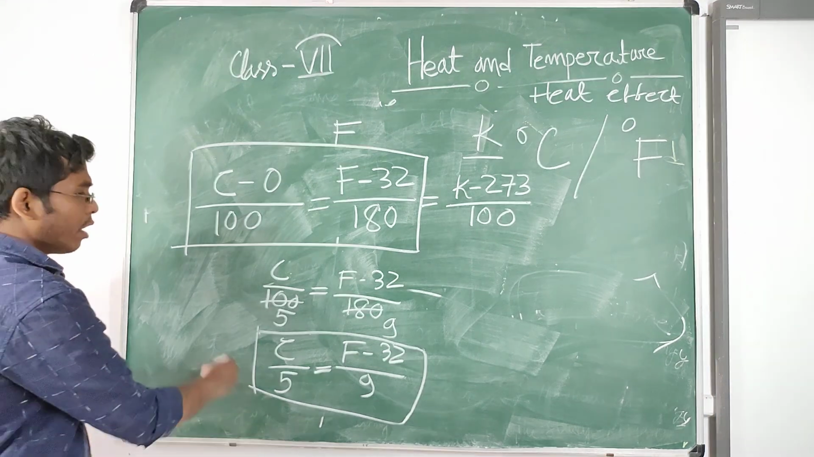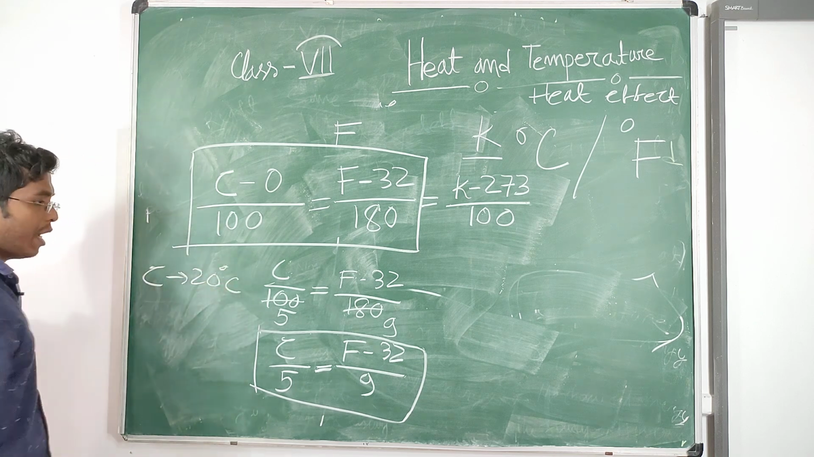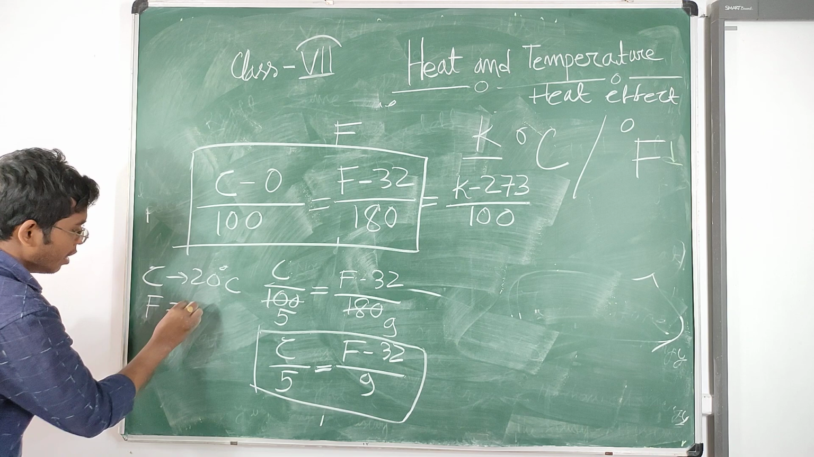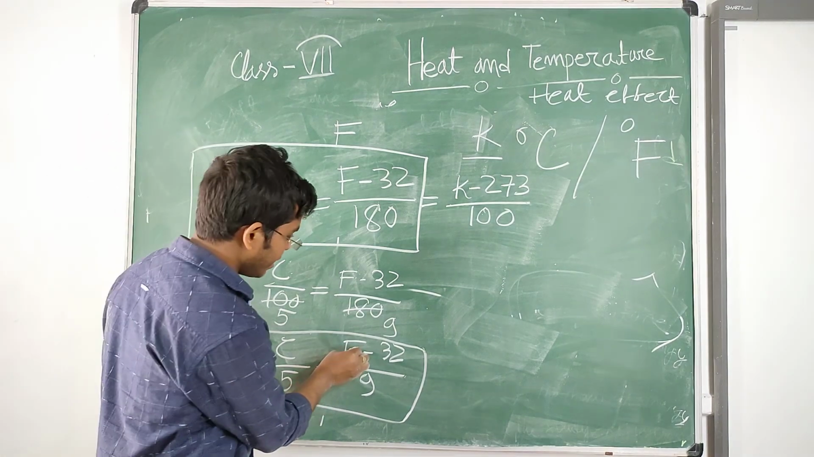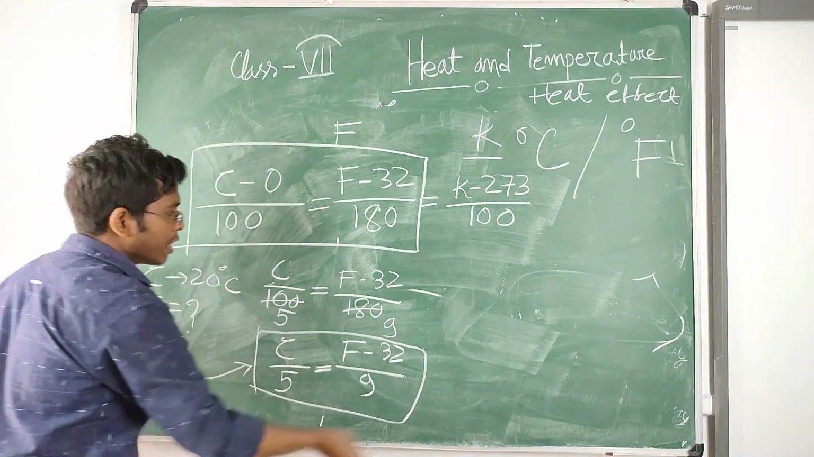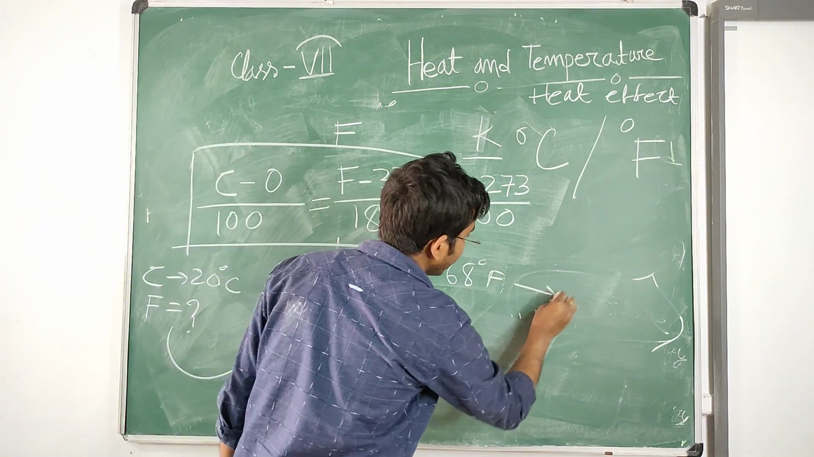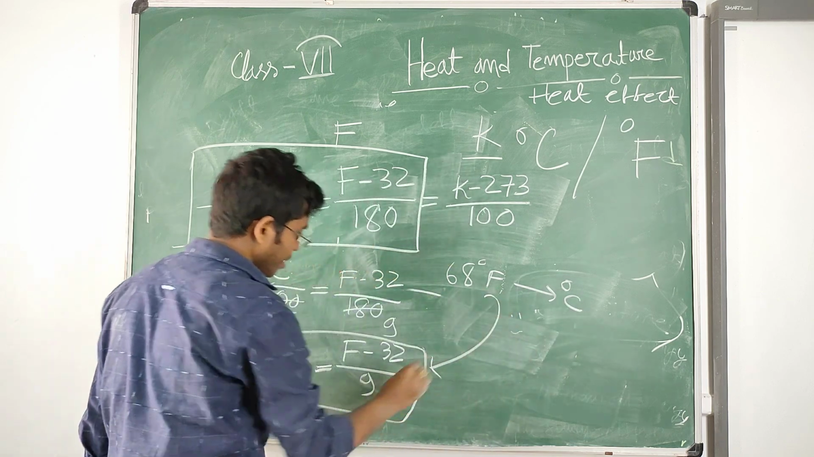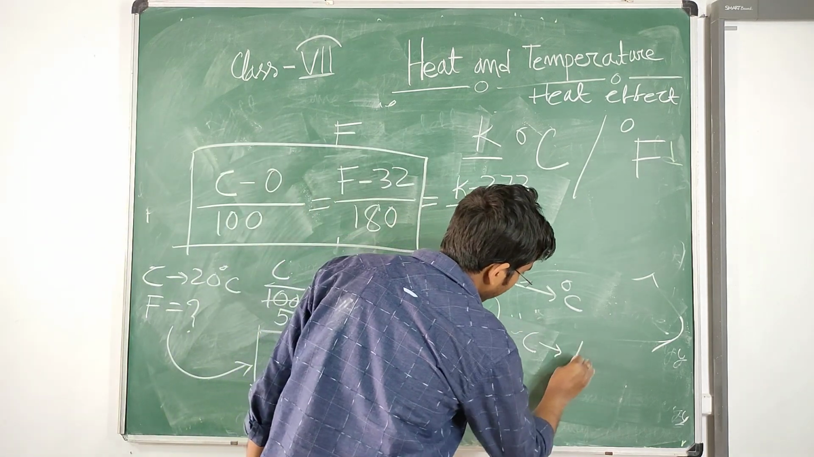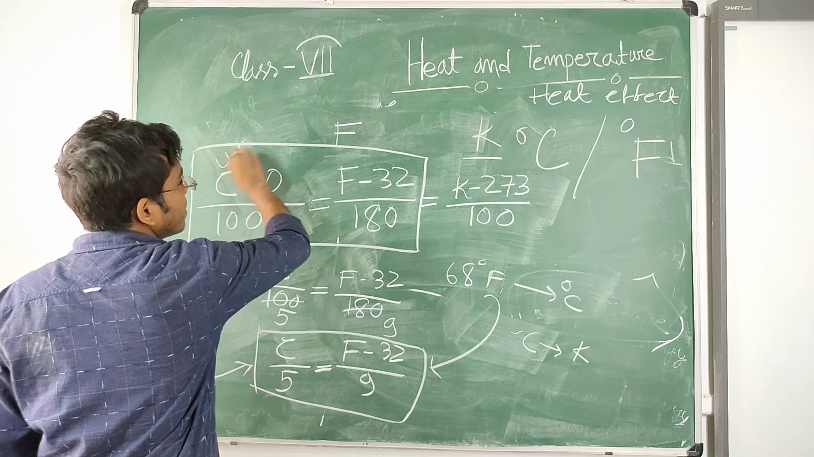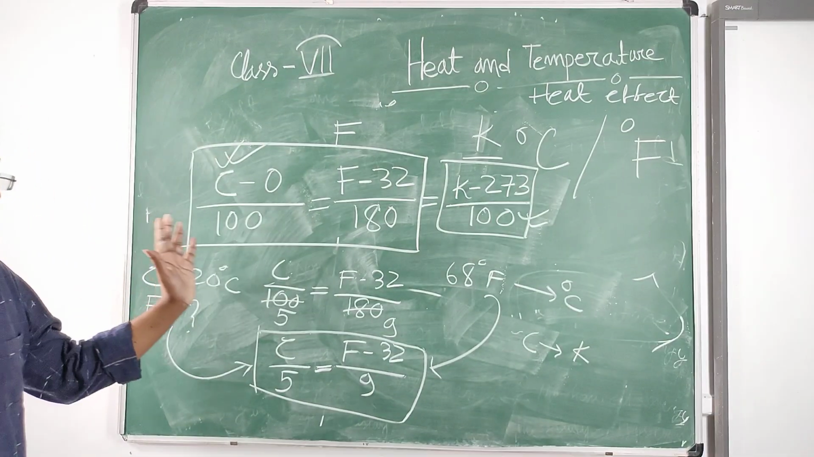If you know any one of them, suppose C is 20 degrees centigrade, you can convert it into Fahrenheit just by using this relation. If you are given the Fahrenheit value, suppose 68 degrees Fahrenheit, and you want to convert it to degrees centigrade, just use this relation. If you are given the centigrade value, you can convert it to Kelvin using the other relation. In this way we can convert from one scale to another.